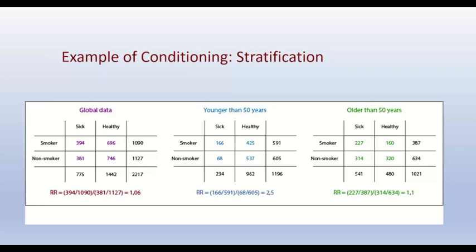So here is a very simple description of stratification. We have some global data of disease versus an exposure, say, smoking. And when we look at the global data, we find a relative risk of 1.06, no effect. And when we stratify by age, we actually find different results. So this is an example of stratification by age to control for confounding.